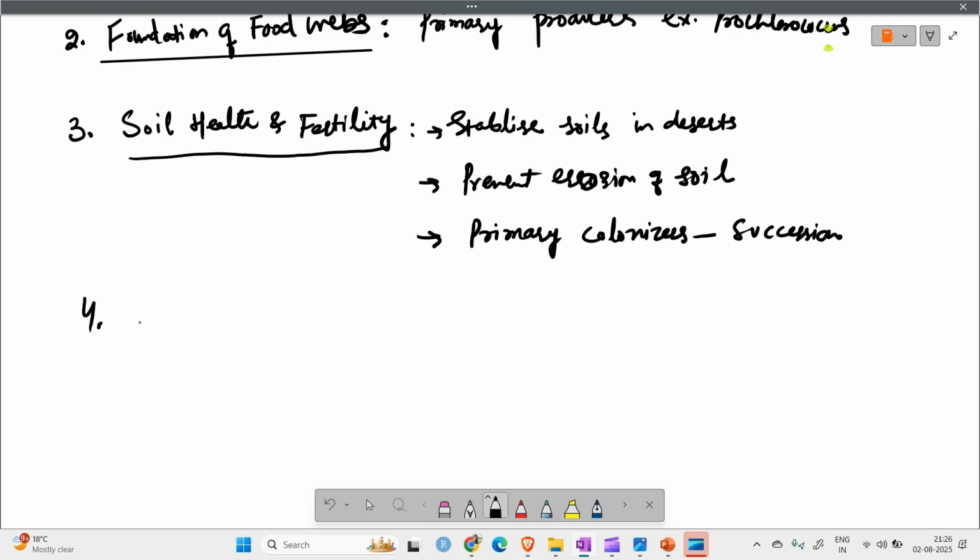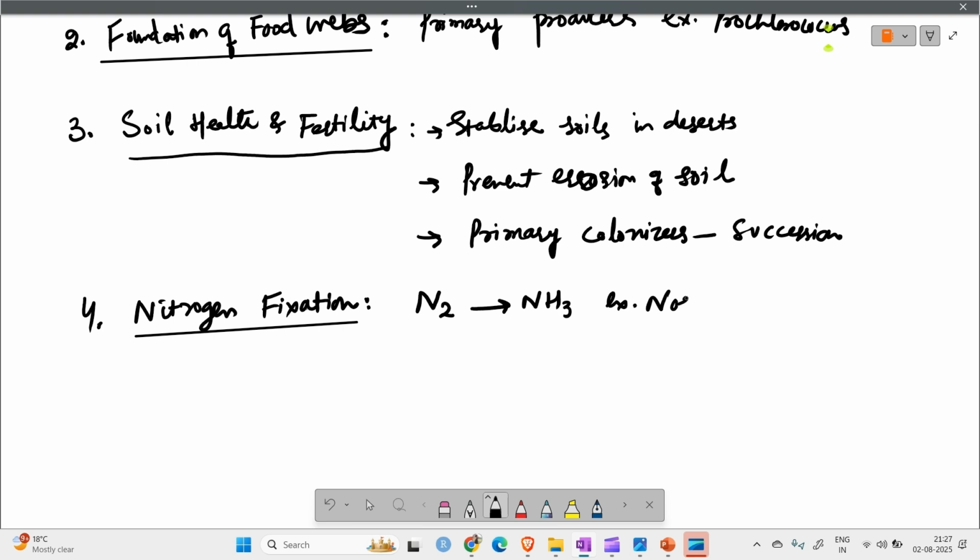The fourth is nitrogen fixation. Many cyanobacteria can fix nitrogen. That means they change nitrogen into NH3. For example, you have Nostoc. Okay, you have Anabaena. As you may recall, these Nostoc and Anabaena have specialized cells in their trichomes, which are called heterocysts.